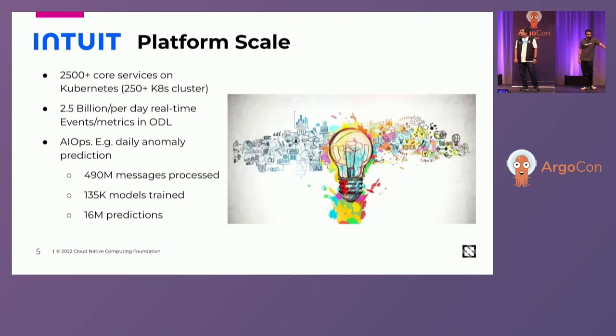Let me also touch base a little bit on the scale at which we operate. We have more than 2,500 services currently running in production on Kubernetes. As far as our data lake is concerned, we generate more than 2.5 billion real-time events per day. And the AIOps platform is already generating more than 16 million predictions per day, and it's increasing day by day as we add more use cases.